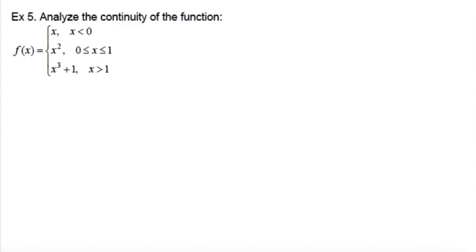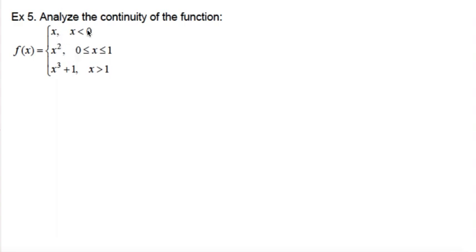Analyze the continuity of the function f, where f(x) equals x when x is less than 0, x squared when 0 is less than or equal to x, which is less than or equal to 1, and x cubed plus 1 when x is greater than 1. So we have this piecewise function here, and we want to think about, is this function continuous?